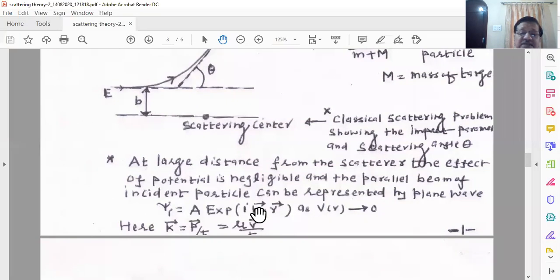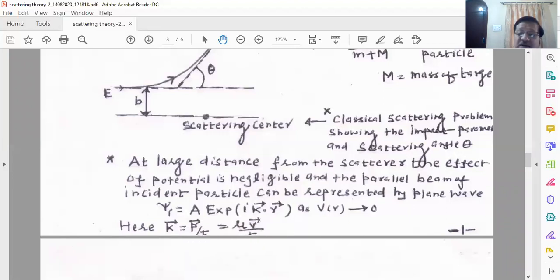Here k is a wave vector, defined through the momentum p divided by the reduced Planck constant h cross, because p equals h cross k. So k equals p over h cross, and p is the momentum. Momentum is mass into velocity, where the mass is mu, the reduced mass, and v is the velocity of the incident particle. So k is mu v over h cross.